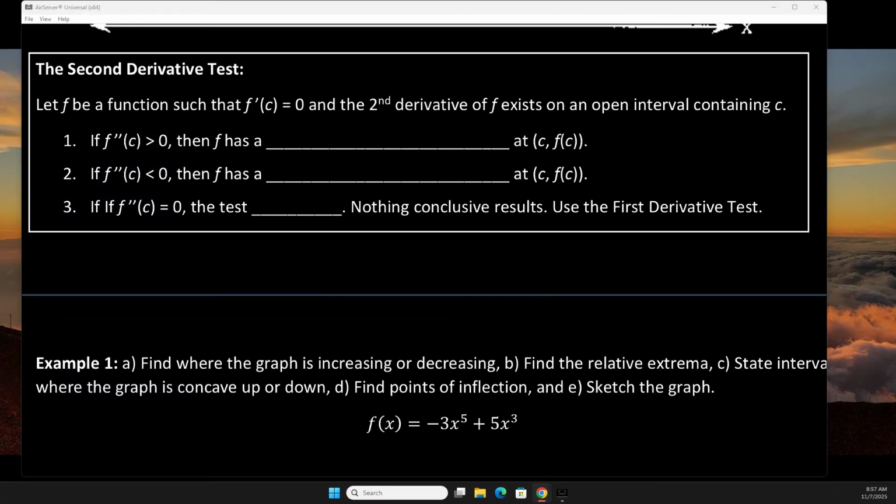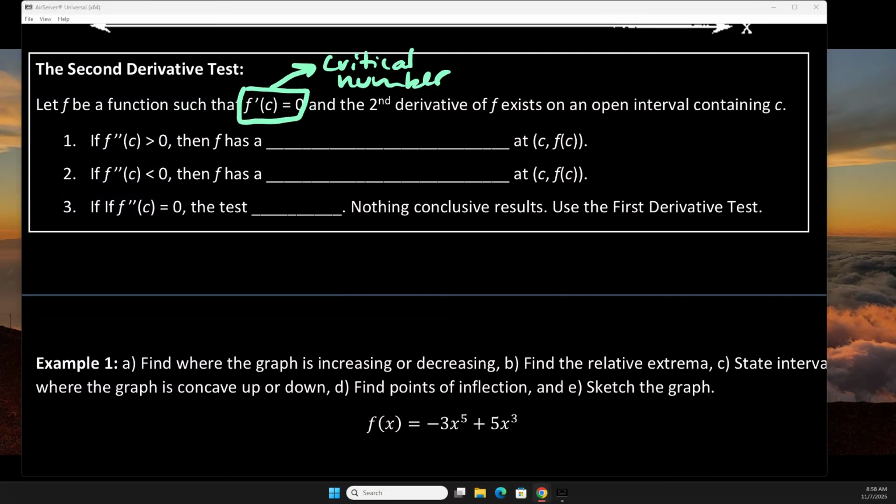And that point that you're testing is a critical number. A critical number is always a potential relative max or relative min. Sorry, I meant to say critical number. So on the second derivative test, we still have a critical number, and we're trying to figure out if it's a relative max or relative min.